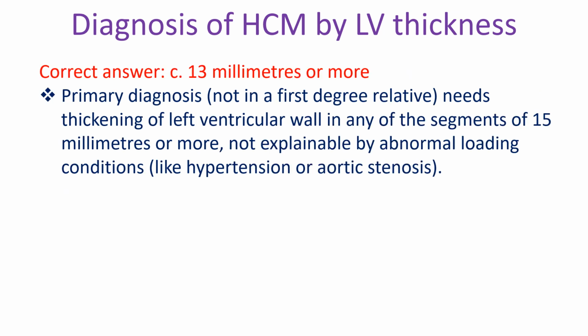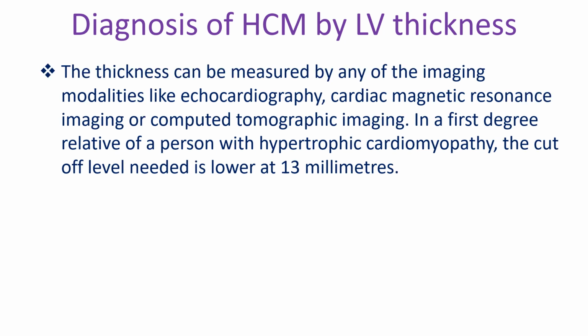13 mm or more. Primary diagnosis, not in a first degree relative, needs thickening of the left ventricular wall in any of the segments of 15 mm or more, not explainable by abnormal loading conditions like hypertension or aortic stenosis. The thickness can be measured by any of the imaging modalities like echocardiography, cardiac magnetic resonance imaging, or computed tomographic imaging. In a first degree relative of a person with hypertrophic cardiomyopathy, the cutoff value needed is lower at 13 mm.